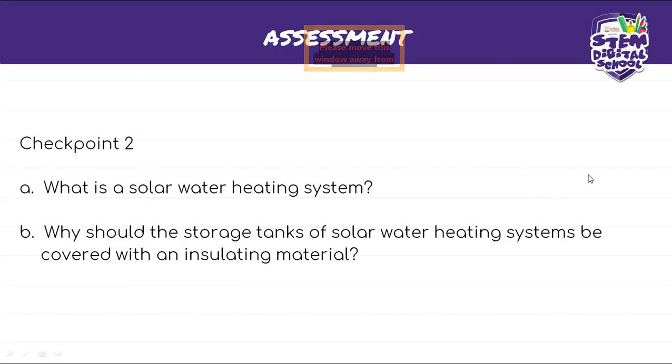All right. So let's look at checkpoint two. Checkpoint 2A says, what is a solar water heating system? And B says, why should the storage tanks of a solar water heating system be covered with an insulating material? You remember we are talking about what? Insulating materials and saving energy.